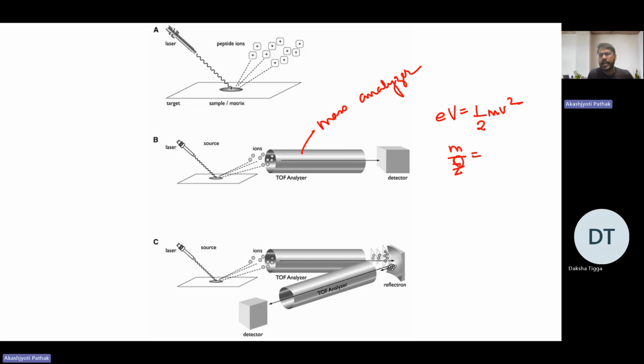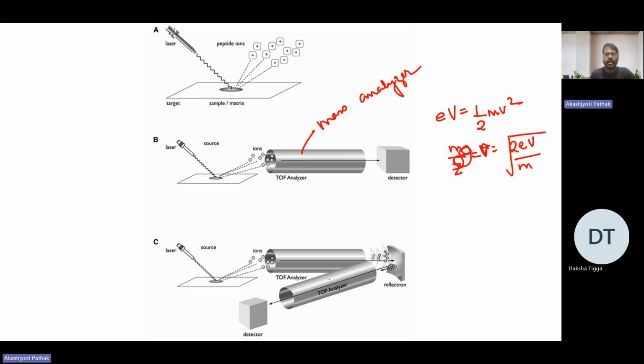So if you solve this equation, what you will get? Velocity equals root of 2EV by m. So your time of flight will be what? Time of flight will depend on the velocity. So your time of flight is inversely related to the velocity, and proportional to the square root of the mass of the particle, or mass of that ion. Now, this is a detector.